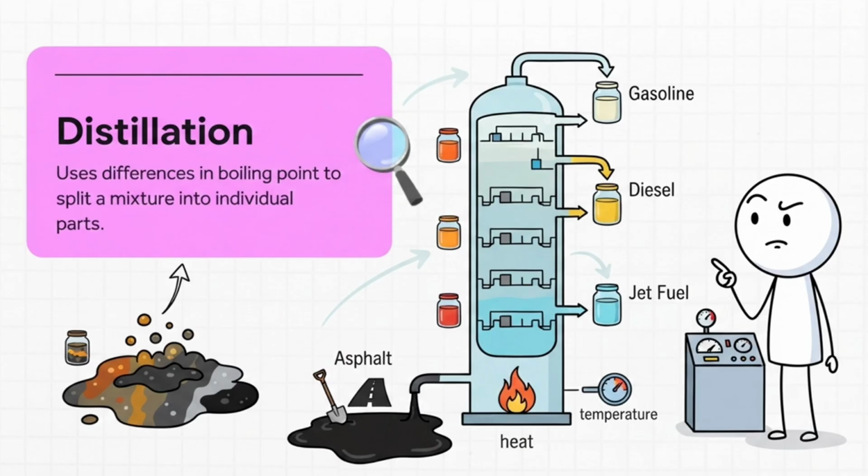Because every single compound in that crude oil boils at a completely different temperature, they actually separate out at different heights in the tower. That one raw mixture magically gives us gasoline, diesel, jet fuel, and asphalt, all separated out.